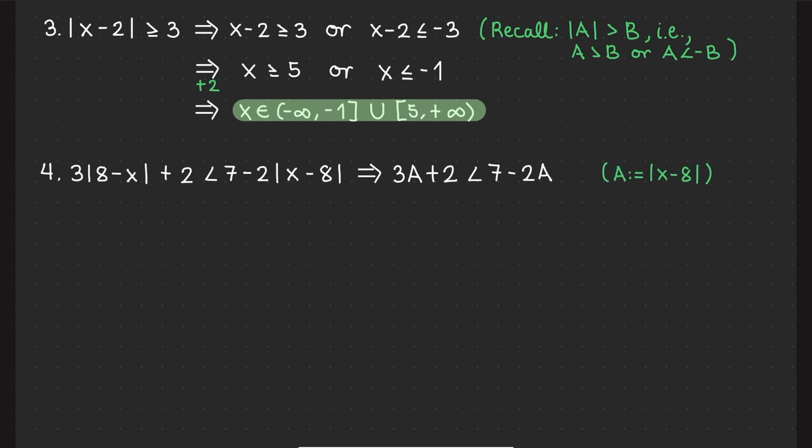From here, like how we deal with linear inequalities, we isolate the variable on one side. To do that, we move this negative 2a to the other side, or technically, we add 2a to both sides. We obtain 5a, and then we move the 2 to the right side, which is technically subtracting 2 from both sides. That leaves us with 5a less than 7 minus 2, which is 5. Dividing both sides by 5, we obtain a less than 1.